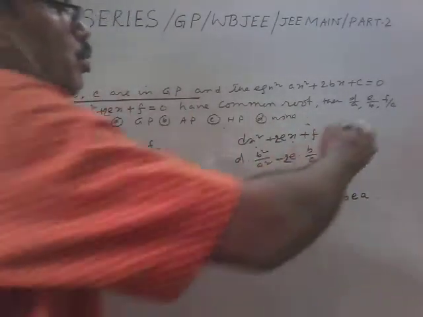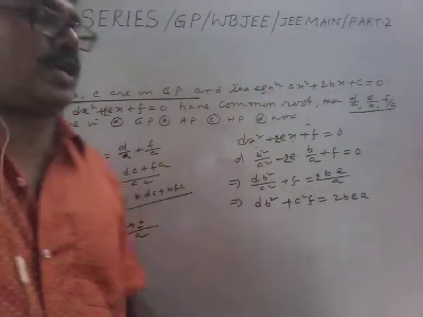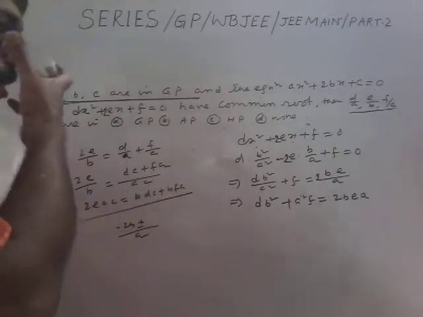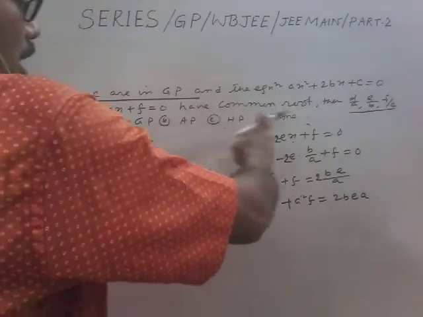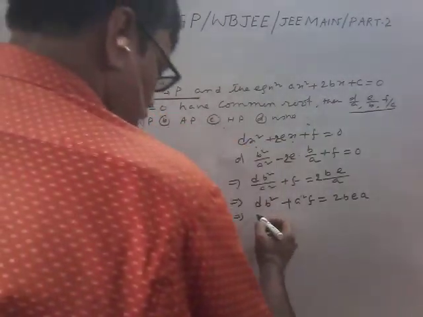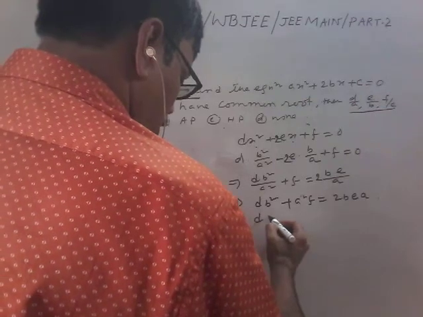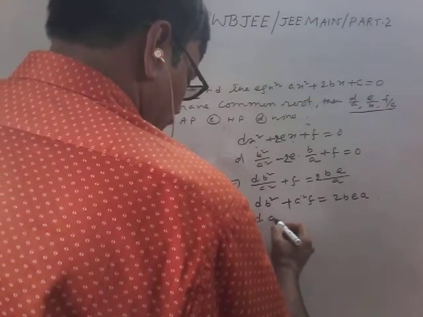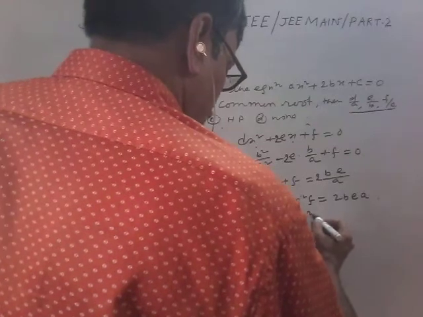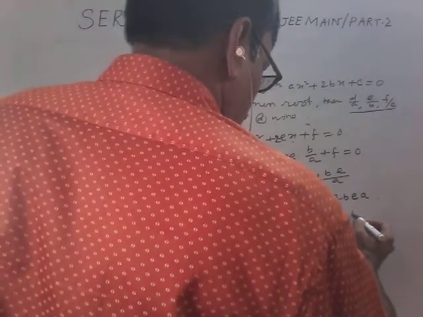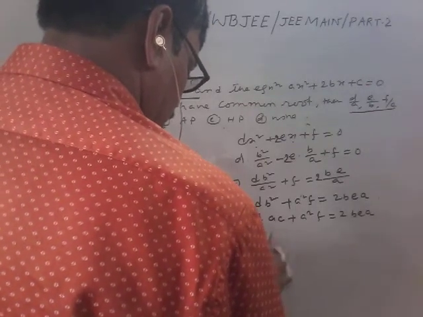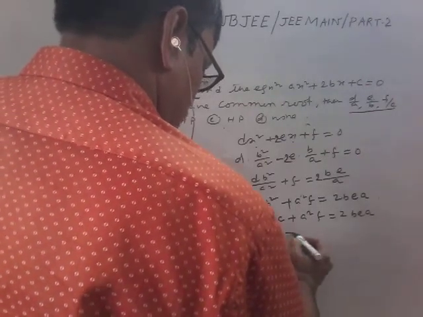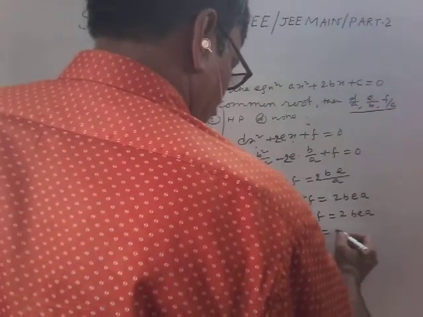Now we have to prove whether they are in AP or GP or HP. So look, A, B, C are in GP. So B square equals, we can put AC. A square f unchanged, 2bea. So one a is cancelled. dc plus af equals 2be.